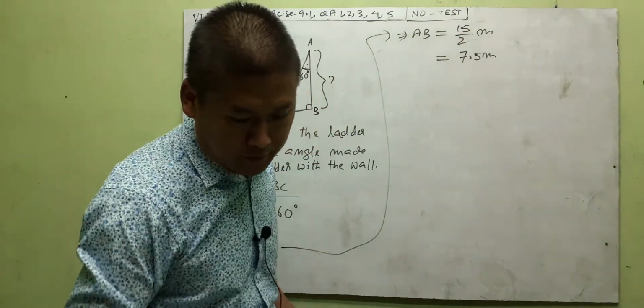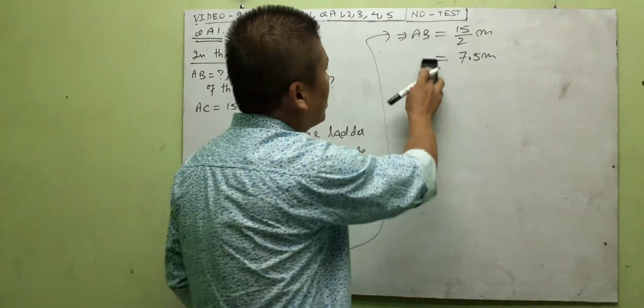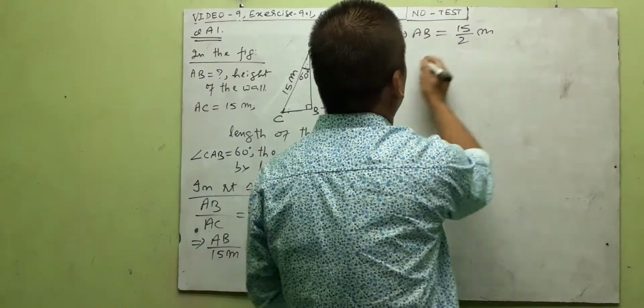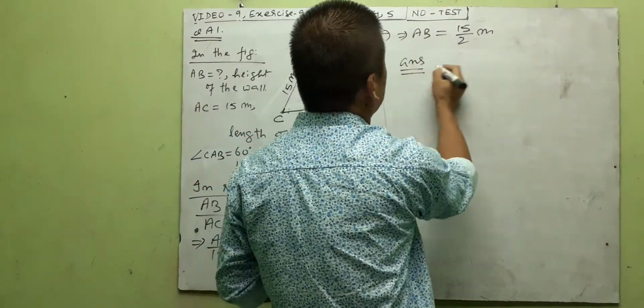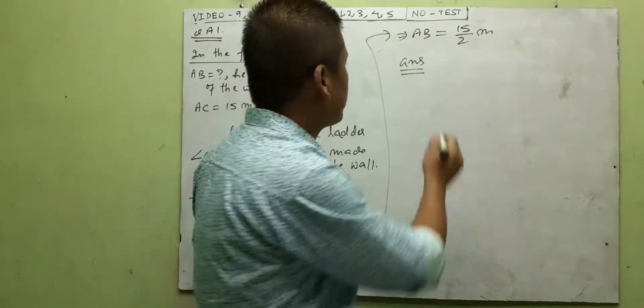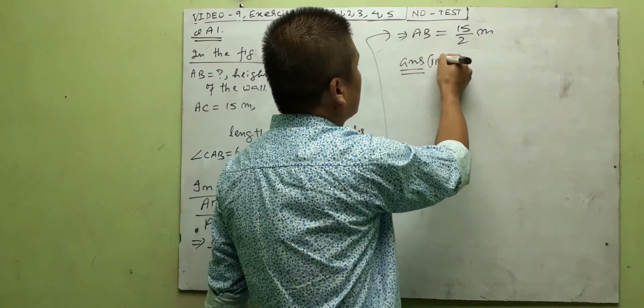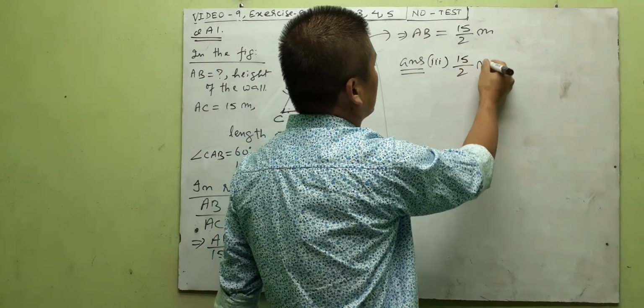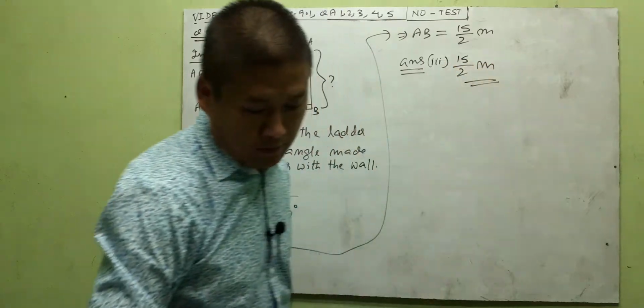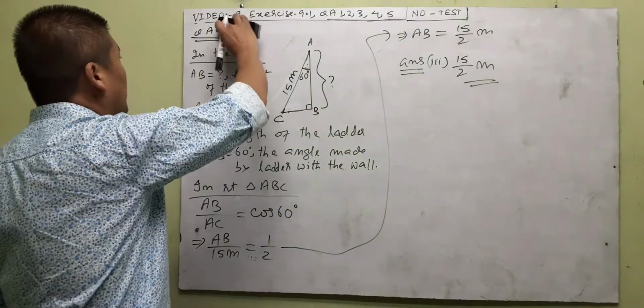I don't know how the question is giving it. Oh, the question is giving it and stopping here. So for the multiple choice, the one that matches this is number 3. So this is 15 divided by 2 meter. That's your answer. Okay, and then let's go to A2.